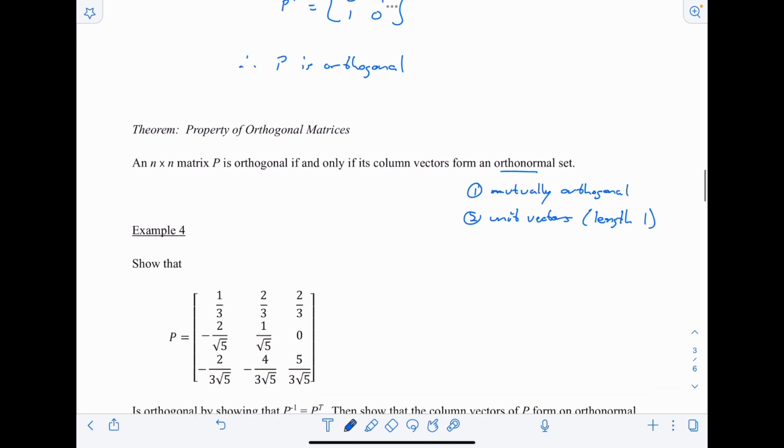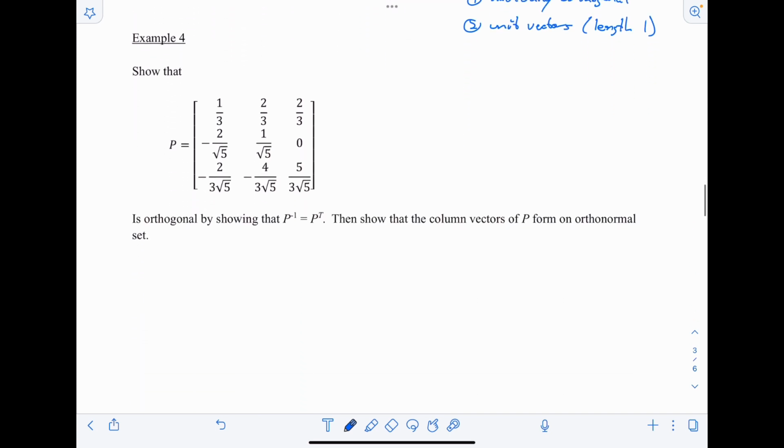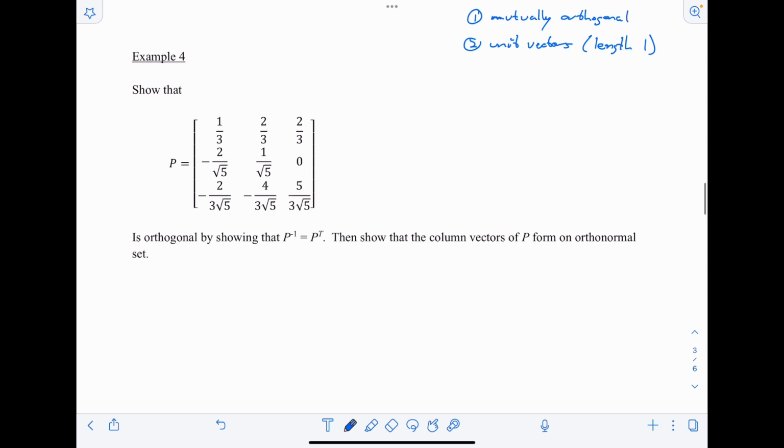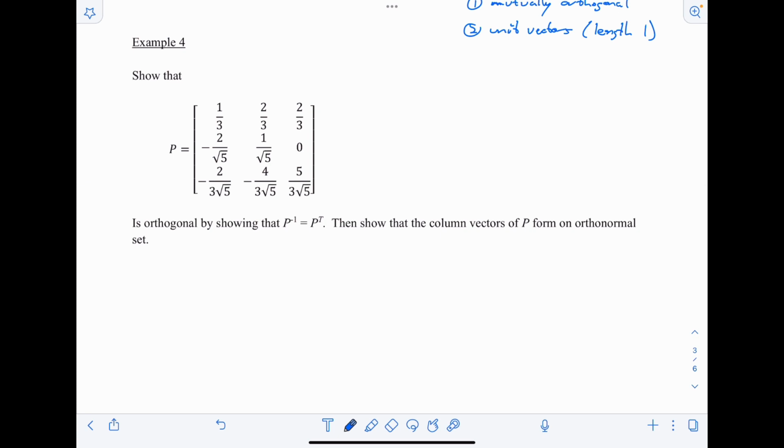Okay? So we're going to show that the following matrix is orthogonal by showing that P inverse is equal to this transpose, and then showing that the column vectors of P form an orthonormal set. So again, talking about vectors, that they are mutually orthogonal, which we would do in the first part, and then just showing that those vectors have a length of 1. The way that we can do this, because again, we could toss this into our calculator, we could find the inverse that way.